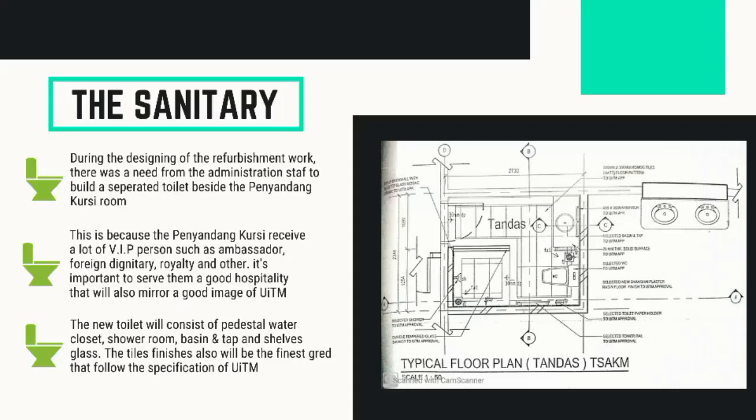The sanitary. During the designing of the refurbishment work, there was a need from the administration staff to build a separate toilet beside the penyandang kursi room. This is because the penyandang kursi receives a lot of VIP persons such as ambassadors, foreign dignitaries, royalties and others. It is important to serve them with good hospitality that will mirror a good image of UiTM.